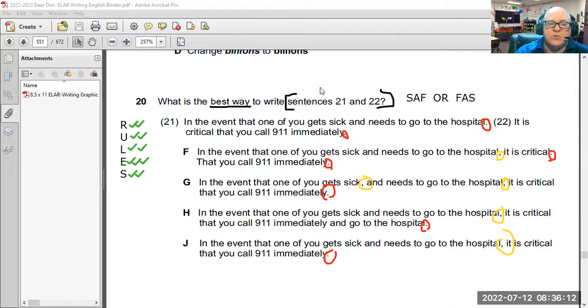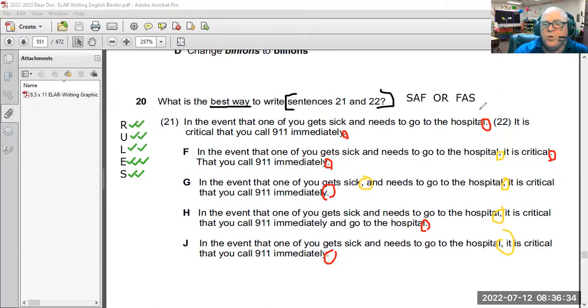And try our strategies. Capital. In the event that one of you gets sick and needs to go to the hospital, period. That should not have stopped. That should have been a slow down punctuation.